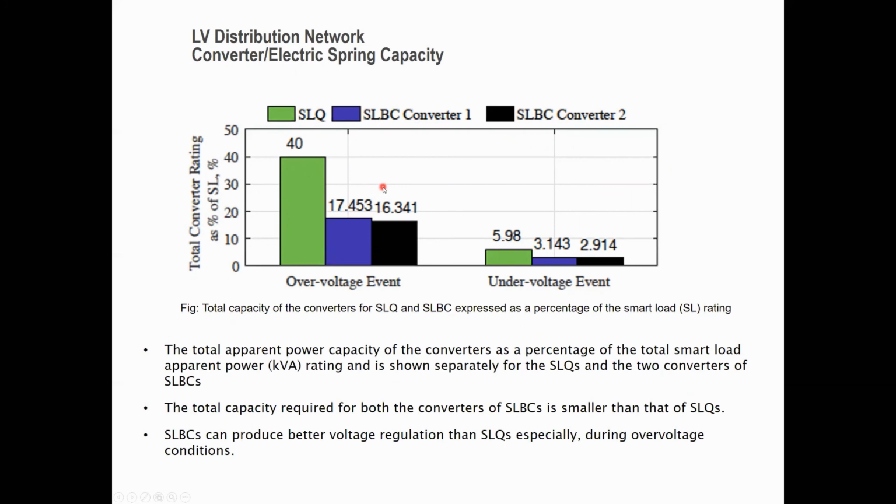An important question we need to ask is, to achieve such voltage regulation, what will be the power rating of the electric spring circuits? In this case, we develop a value based on the total load. And we discover that the total amount of power rating of the converter is about 60%. So that means the power rating of the converter can be much lower than the actual load power consumption.